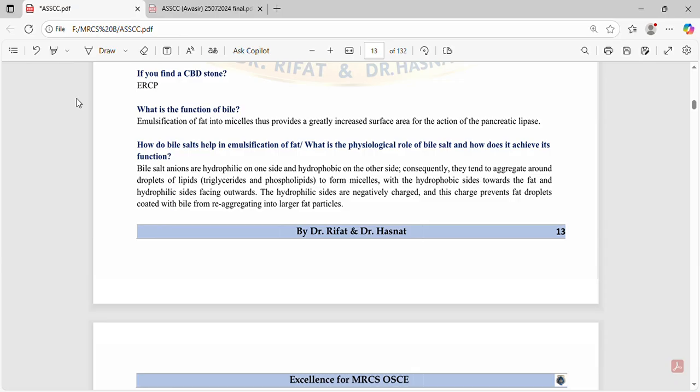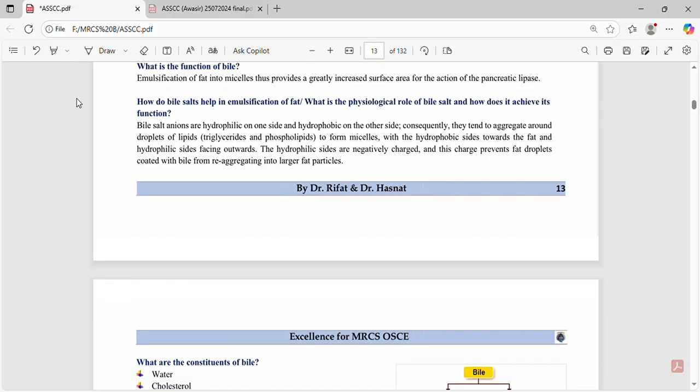What is the function of bile? Emulsification of fat into micelles, which provides a greater surface area for the action of pancreatic lipase. How do bile salts help in emulsification of fat? What is the physiological role of bile salts and how do they achieve their function?